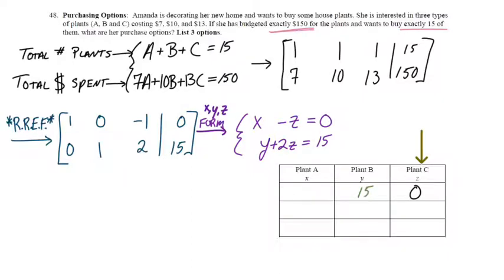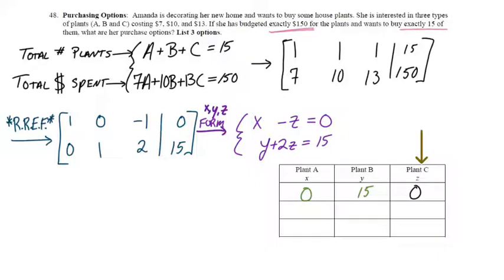Well, that would give us 15 for plant Y, right? Because Y plus 0 equals 15. So that would mean 15 of plant Y, which is all she's buying, 15 plants total. So if you plug in a 0 for Z, what number minus 0 gives you 0? That means X is 0 as well. So it looks like the number of plants from plant C and plant A have to be the same, because X minus Z equals 0. Those numbers are always going to match. So if she buys 0 from plant C, that means all 15 plants come from plant B, and she doesn't get any plants from plant A either.